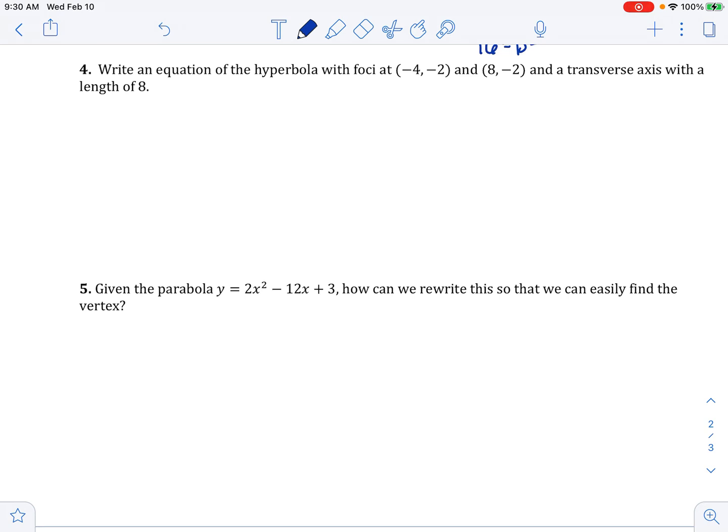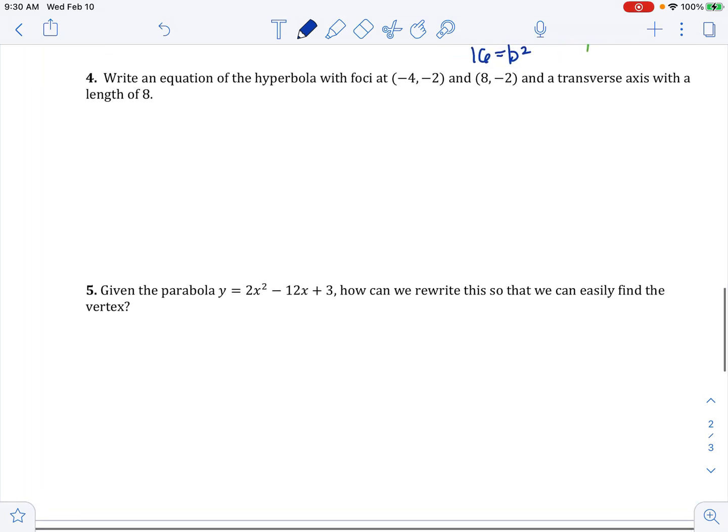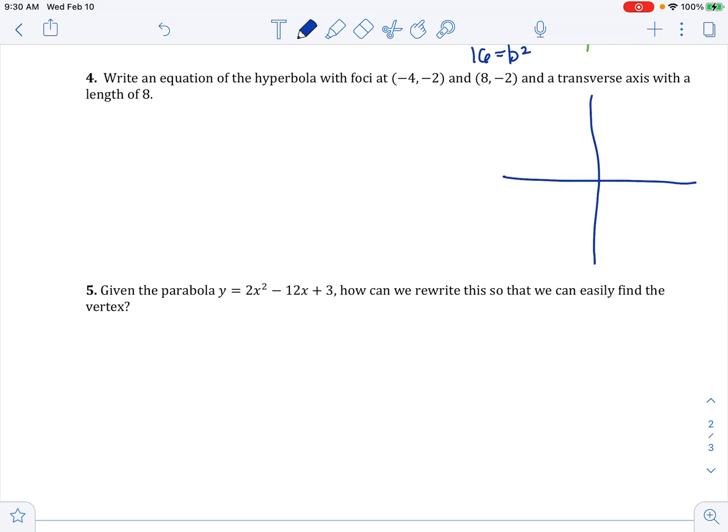Next one. Write an equation of a hyperbola with foci at negative 4, negative 2, and 8, negative 2, and a transverse axis with a length of 8. Well, that's not pretty, but it's okay. All right, so negative 4, negative 2, left 4, down 2. So that's right there. And this is a focus, so F is negative 4, negative 2. And then I have 8, negative 2, so right 8, down 2, all the way over here. We'll say this is a focus also.